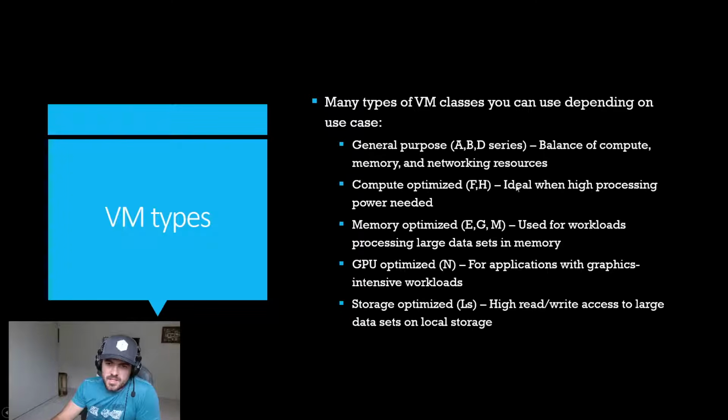Compute optimized, those are best when you need high processing power. Memory optimized are used for workloads that are going to process large data sets in memory. Okay, so that's a good indicator there of what memory optimized is for. It works in memory. GPU optimized is for graphics intensive workloads, and then storage optimized, of course, is for high read and write access to large data sets on local storage, right?